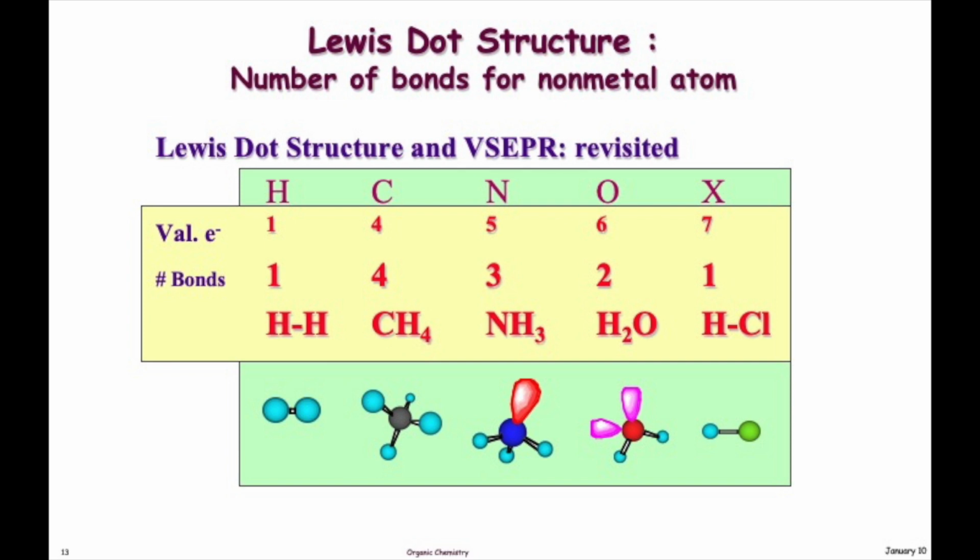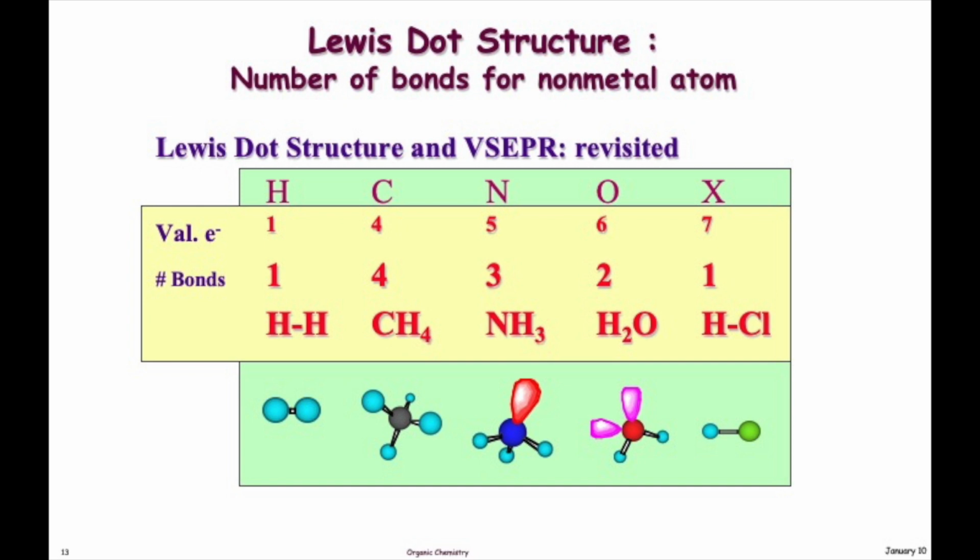Okay, nitrogen can do 3, sometimes 4. Oxygen with 6 valence electrons, 2 are unpaired, so it can do 2 bonds, mostly; it can also do 3. Okay? And then the halogens, because they have 7, 1 is unpaired, they prefer 1 bond. The halogens and the hydrogens tend to have 1 bond.